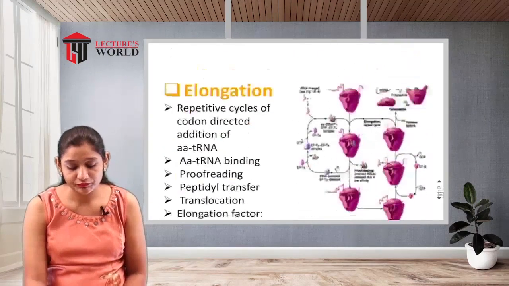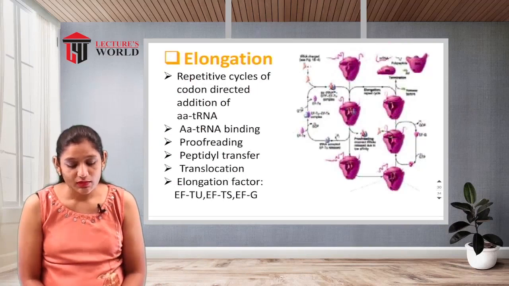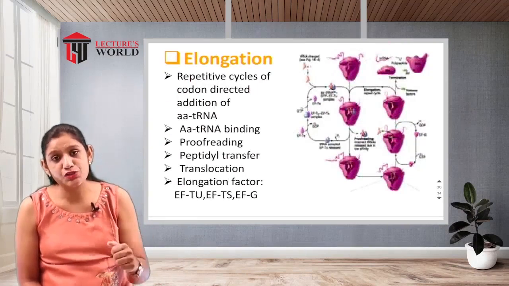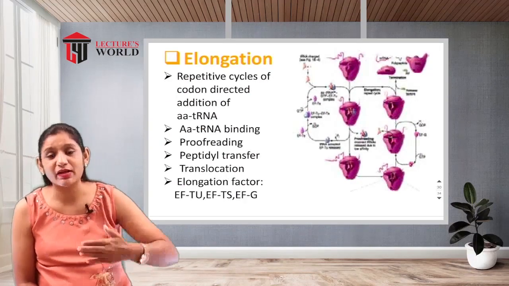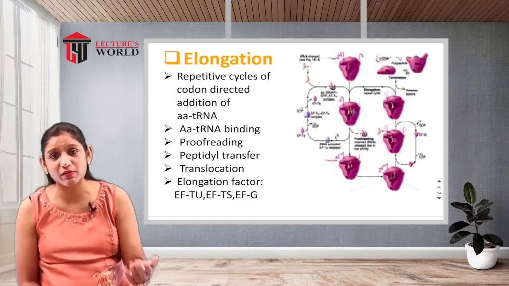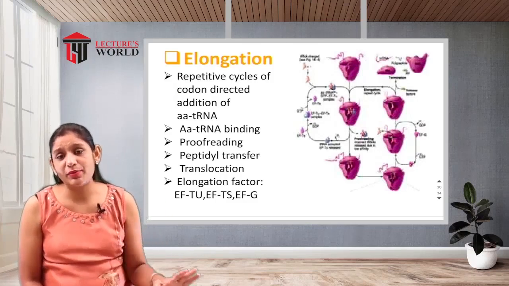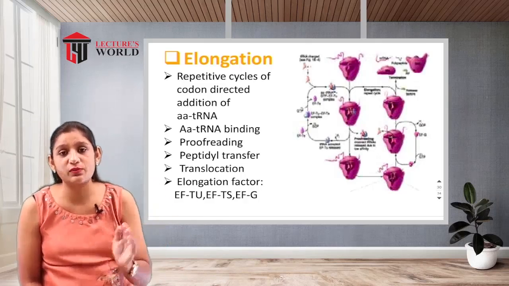Next one, what is elongation? It means repetitive cycles. Whatever occurred in the initiation process is going to be repeated, because we require a certain amount of protein. Until the requirement of the protein is completed, the elongation cycles will keep occurring.